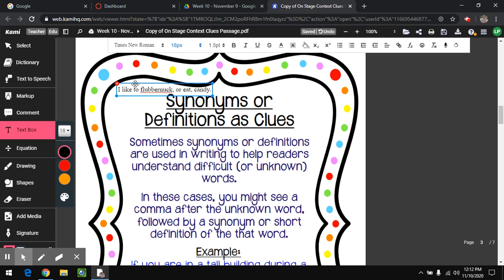There's other ways they can do it too. They might say, I like to flubbernut, and then give parentheses, eat candy. They might say, I like to flubbernut, and then put 2 dashes and go eat candy. So they may do any of those things, but it will tell you what the word means. Those are the easiest context clues, okay? Those are the 2 that we're looking at today. We're going to encounter some of the other ones today besides these 2, but those are 2 main types of context clues that we need to learn.